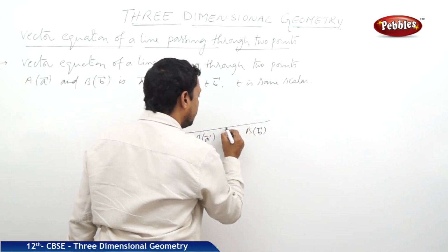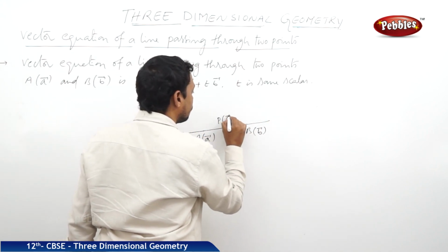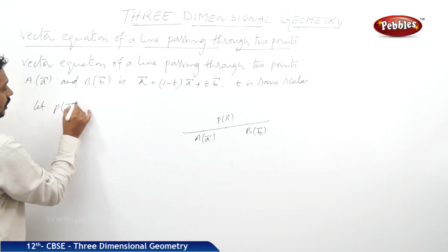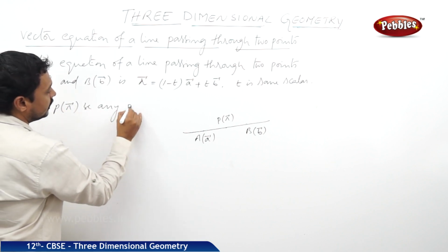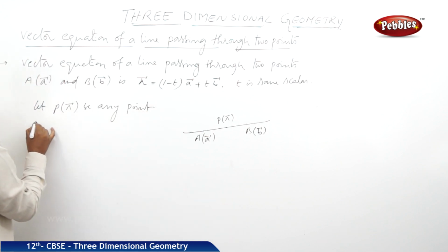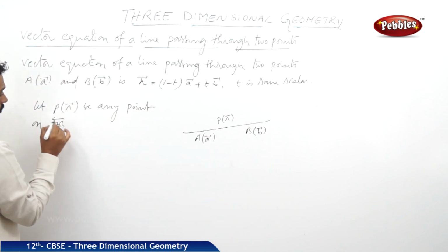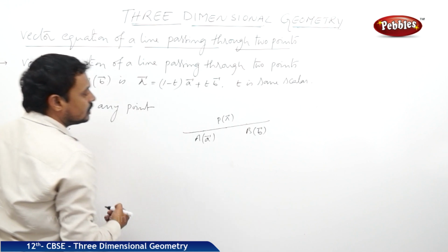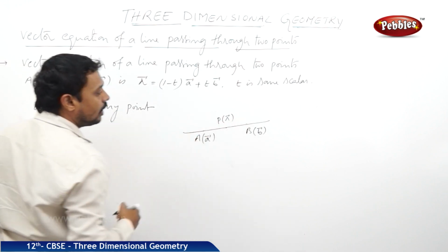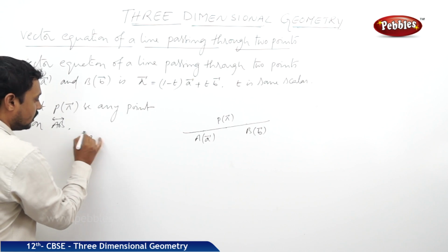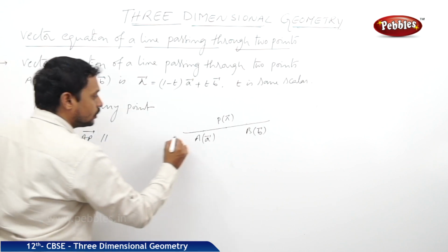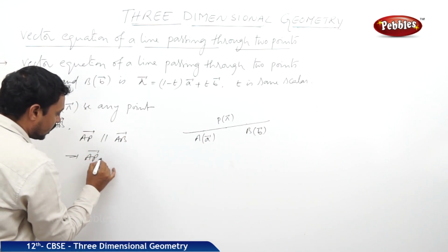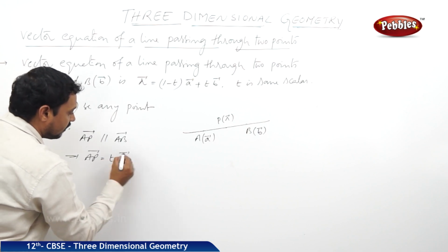Let us take one point P on the line whose position vector is R bar. Let P with the position vector R bar be any point on the line AB. Now, A, P, B are collinear points, so the AP vector is parallel to the AB vector. Therefore, the AP vector is equal to some scalar T into the AB vector.